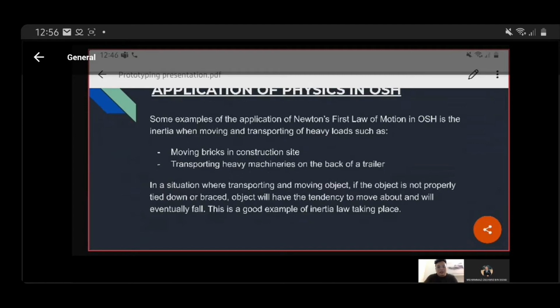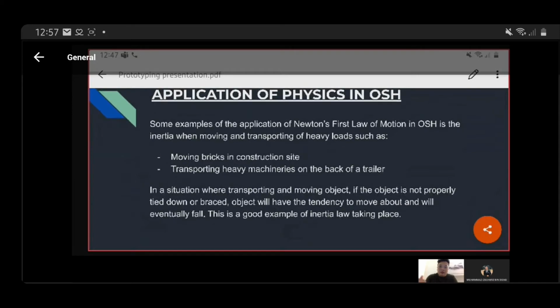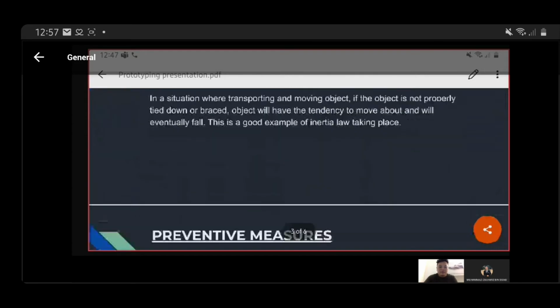Then another good example would be transporting heavy machineries on the back of a trailer. So, for example, moving bulldozers or cranes into or out of construction sites. This is actually also a very common activity in construction where bulldozers come in and out. Sometimes, because not all bulldozers can actually go onto roads, they have to go on the back of a trailer. So when you put bulldozers on the back of a trailer, you have to properly tie them down to secure them so that they don't move about. Because if you don't properly tie it down, it may roll back out of the trailer.